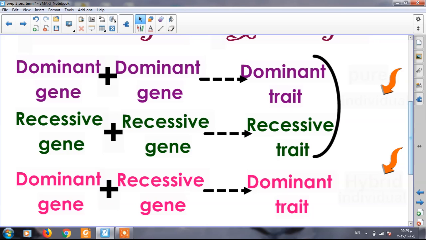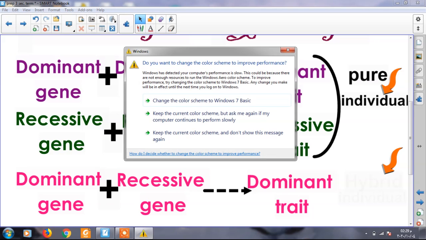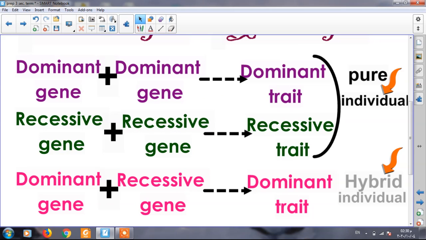In this case, this individual or this trait is called what? Called pure. Why called pure? Because the genes which form this trait are similar, whatever, both of them dominant or both of them recessive. In the other case, maybe my trait consists from different genes, dominant and recessive, and of course this trait becomes dominant. But in this case, this individual is called hybrid. So what's the meaning of hybrid? Individual hybrid means this trait consists from different genes, not similar, which are dominant and recessive.